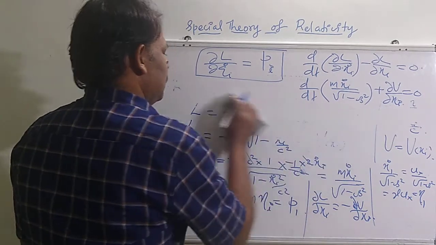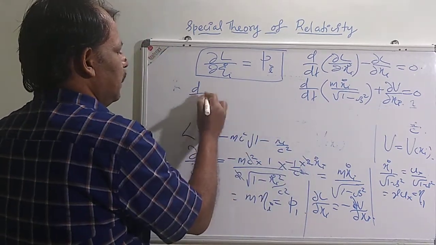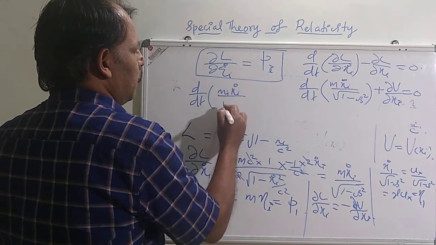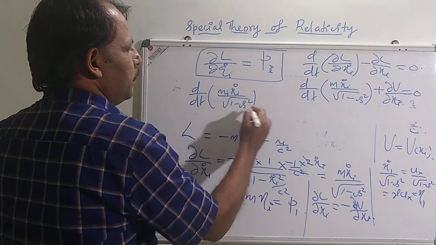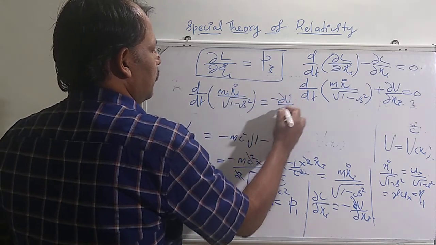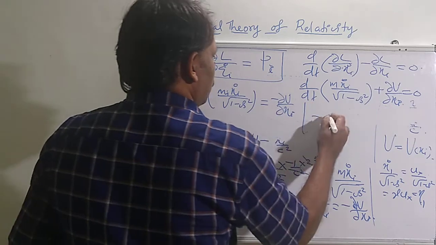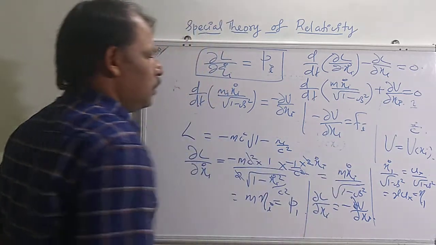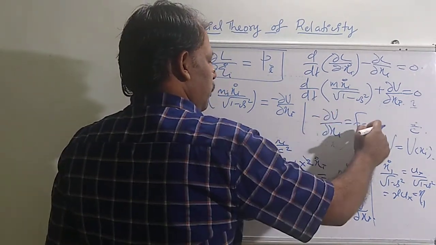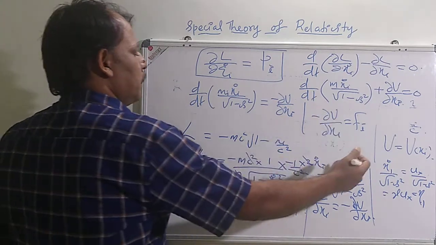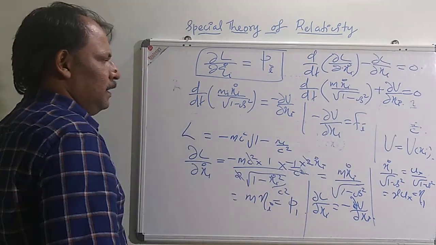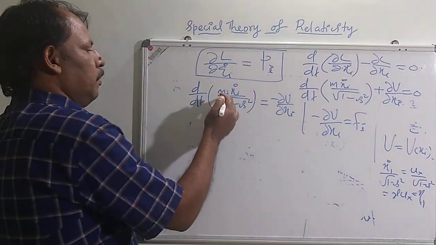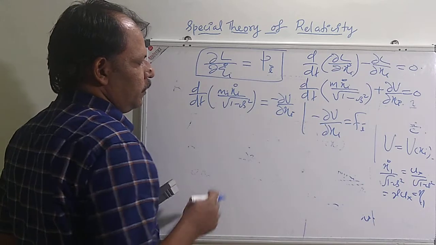Taking this term to the right hand side, d by dt of m xi dot by root of 1 minus beta square equal to minus dou V by dou xi. Minus dou V by dou xi is Fi. Minus dou V by dou x is F1, minus dou V by dou x2 is F2, like that. So we can write this equation as d by dt of m xi dot by root of 1 minus beta square.